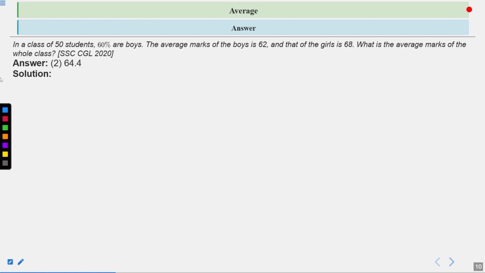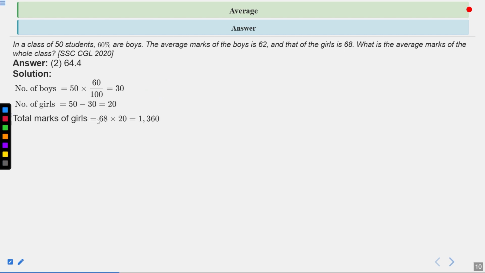Now see the detailed solution of this question. The number of boys is 50 into 60%, so we get 30. In the same way, subtracting, we get the number of girls, which is 20. So the total marks of girls is 68 into 20, which equals 1360. The total marks of the boys is 62 into 30, which equals 1860.